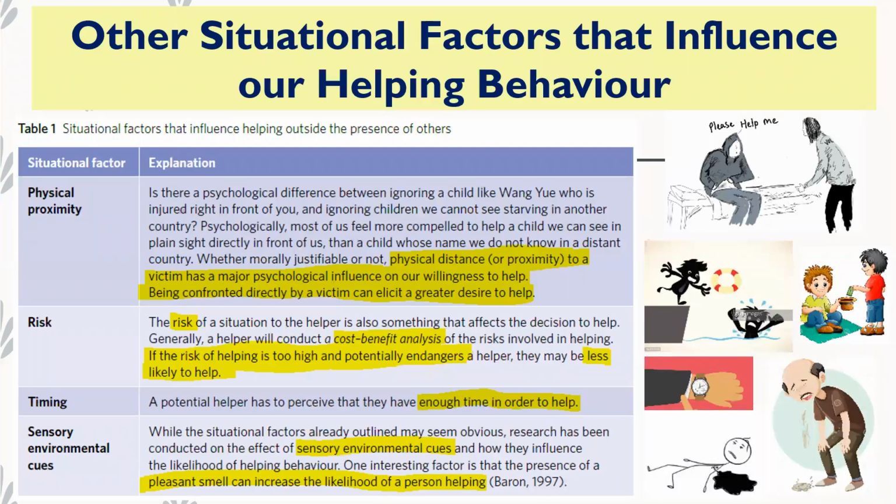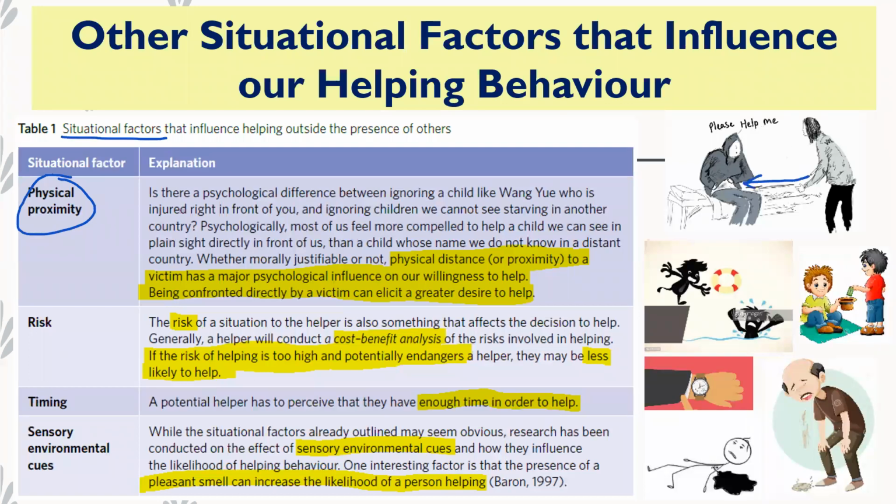So this is a summary of the situational factors that influence your helping behavior. You don't need to know them in a lot of depth. I've just put the table from your book. It's just kind of common sense as well. Okay, so these are factors relating to the situation that influence whether you will help someone. So physical proximity. The closer you are to a person physically, like physical distance wise, the more likely you will be to help them. So if this person is sitting on the bench and you're just right in front of them and they're saying, please help me, you're very close.